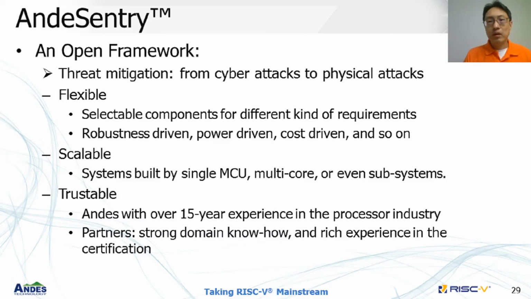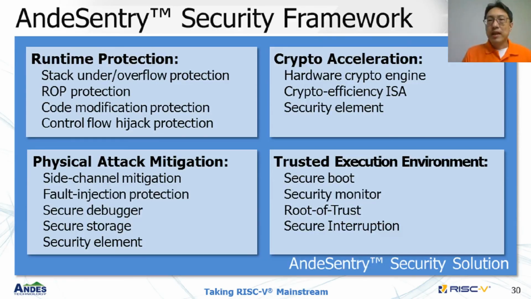It is trustable because our partners have unmatched domain know-how in this field. They have rich experience in many kinds of certification and are willing to help users pass those certifications. And Andes Technology also has solid experience in the process industry and in platform security. By function, these entries cover four categories: runtime code integrity, crypto acceleration, physical attack mitigation, and TEE. Those are the details. They are delivered by us, partners, and the ecosystem.